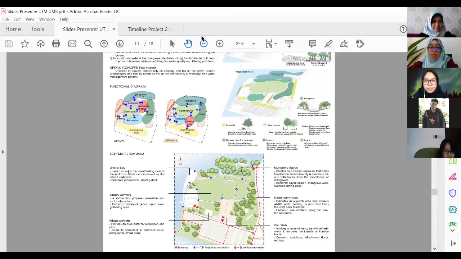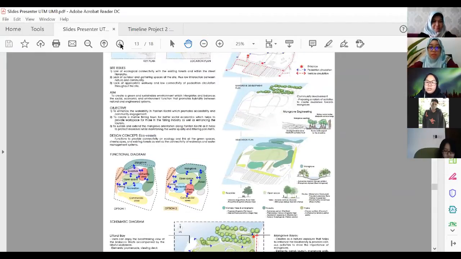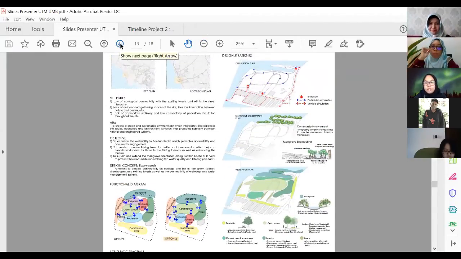Okay, so next is the design strategies. What I would like to propose to obtain the objective. Firstly, I will show the circulation plan that shows how people will connect within the site, the movement within the site. Secondly is the mangrove development plan.